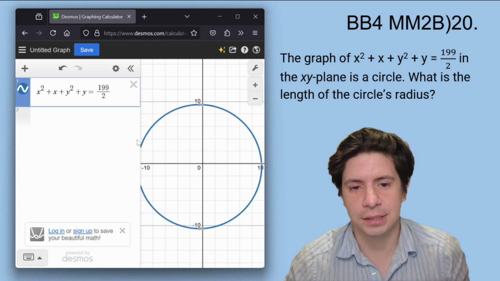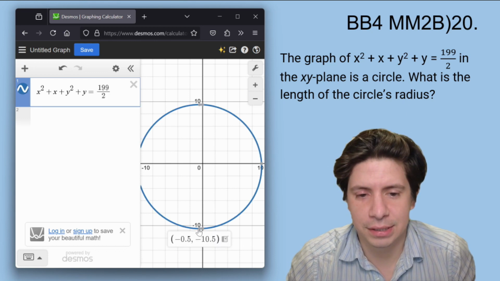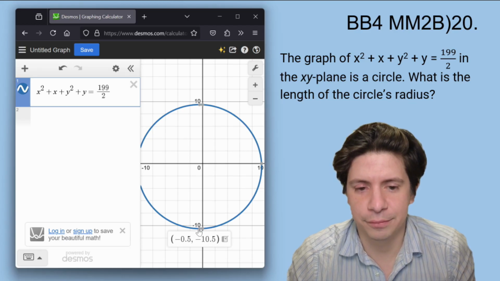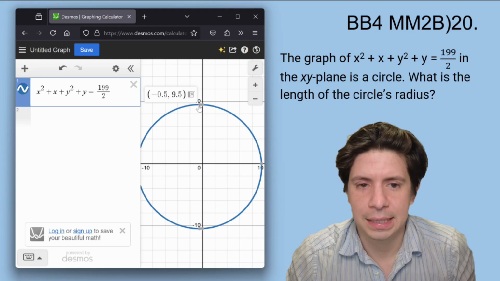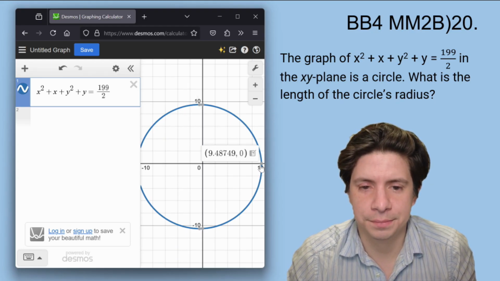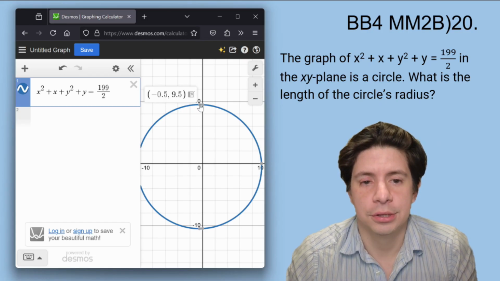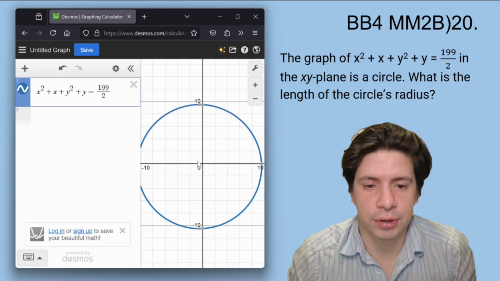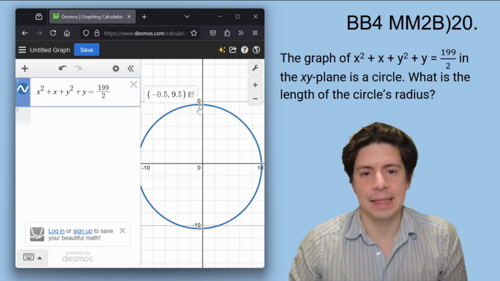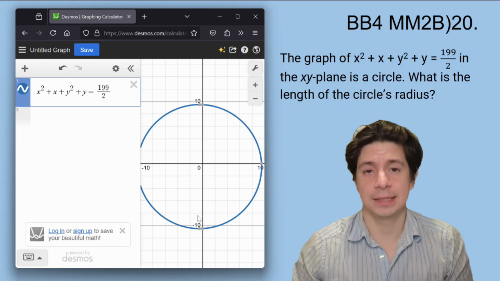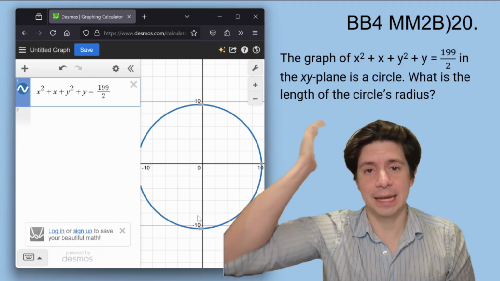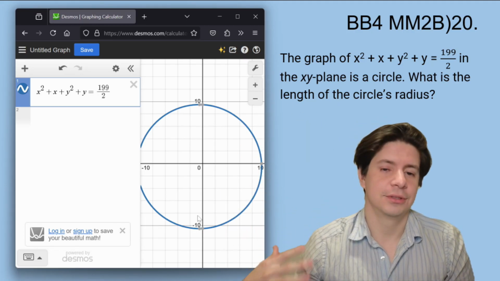You just put the equation in, and then you look at this, right? So this is one position here, negative 0.5 and negative 10.5, and then all the way up is negative 0.5, 9.5. The difference here, right, we're going straight across, and then 9.5 to negative 10.5, it's a 20. So that's the diameter, and half of that would be 10, so the radius would be 10. So that's the other way to do it.